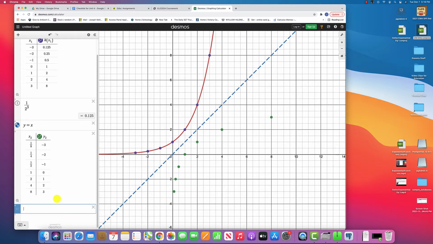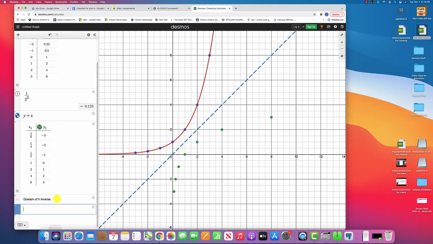Based on what we see, the domain of h inverse and the range of h inverse we should be able to determine because we know those things for the exponential function. We just know that those things get reversed, right? So for this exponential function in red, the domain was all real numbers. So that would become the range of the inverse function. I don't need to have domain on there twice, all right? So this should be all real numbers.